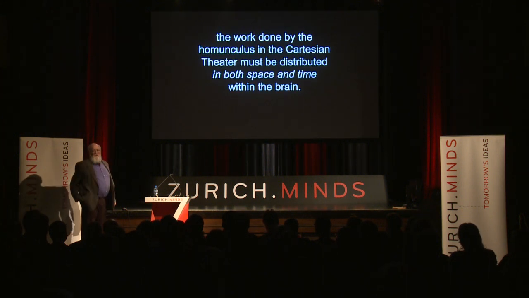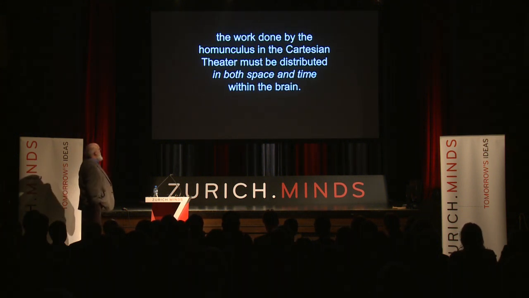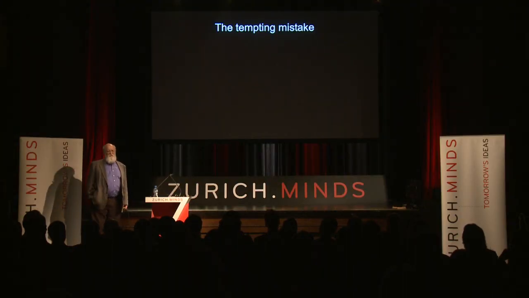Well then, here's the moral of the story. The work done by the homunculus in the Cartesian theater must all be distributed in both space and time within the brain. That's what cognitive science is working on. That's what John Dylan Haynes works on. That's what Andrea works on. Various aspects of how this work gets done in the brain. Now, the tempting mistake is one that I call double transduction. I want to just give it a name, make it vivid to you so you know when you're making it, don't make it.